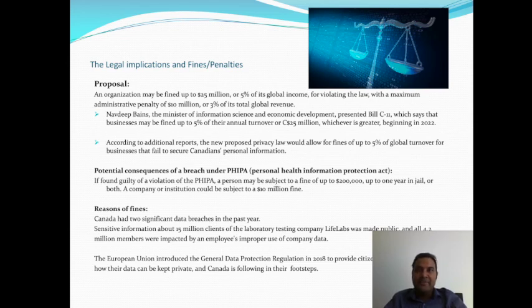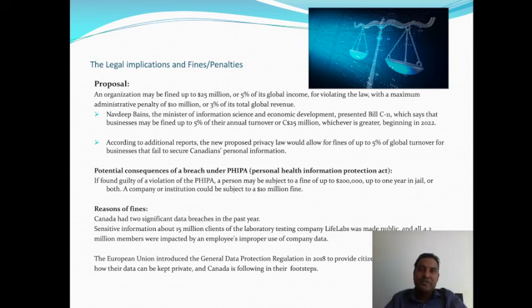Navdeep Bains, the Minister of Information, Science and Economic Development, presented Bill C-11, which says that businesses may be fined up to 5% of their annual turnover or $25 million, whichever is greater, beginning in 2022. According to additional reports, the new proposed privacy law would allow for fines of up to 5% of global turnover for businesses that fail to secure Canadians' personal information.